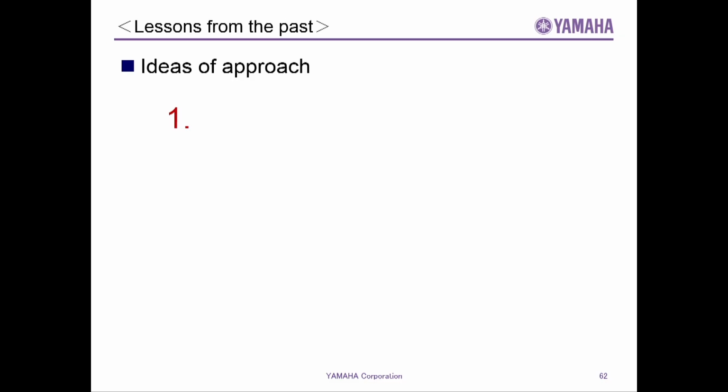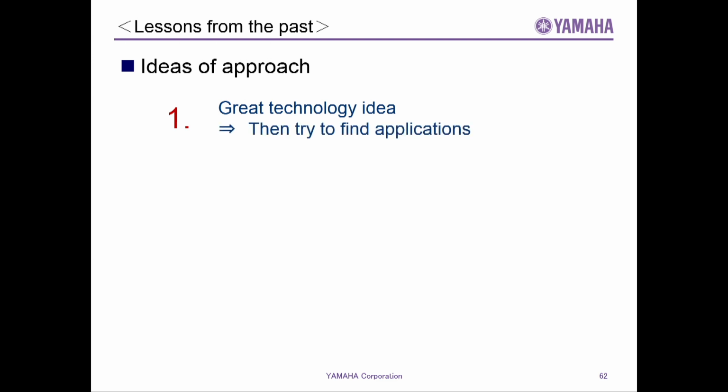So I can imagine several approaches when you think about your technology and application, your technology and a dream product, or your technology and a good business. First idea, a great technology idea. If you think of a great technology idea, then you look for an application. This is the technology-driven way. Some cases may be workable, but in many cases, it's very tough.